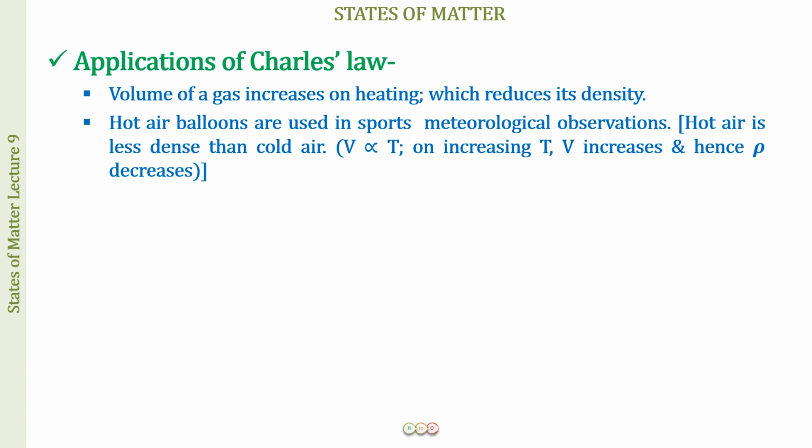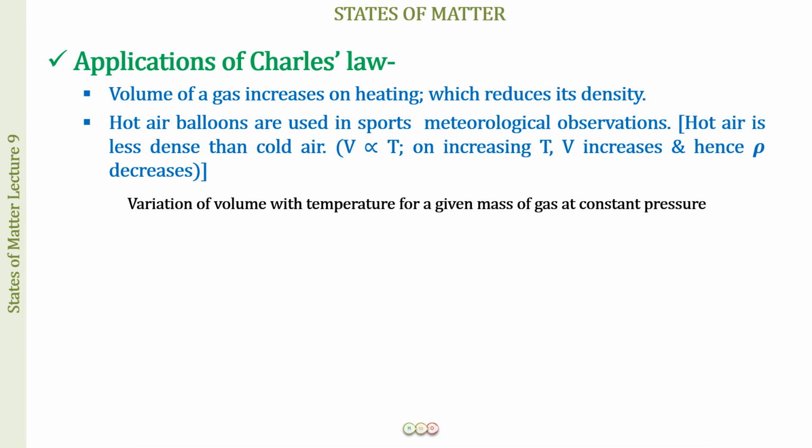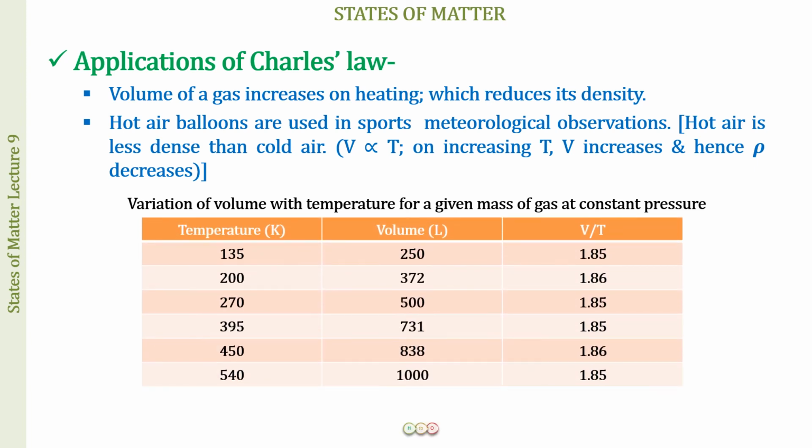So I hope I have written down everything that I have been speaking out, and you will remember all this information. But before ending, just a quick look at some experimental data for the variation of volume with temperature for a given mass of gas at constant pressure. As we increase the temperature on the Kelvin scale, what we are seeing is that the volume is going to increase, and if we take the ratio of volume by temperature on the Kelvin scale, what you will get is that V by T comes out as constant. So this is what Charles law is.